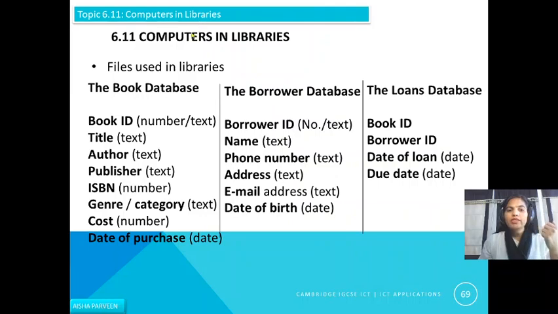What types of files are used in libraries? The book database will include book ID, title, author, publisher, ISBN, category, cost, and date of purchase. That was the book database. Second, the borrower database, which may include the borrower ID, name, phone number, address, email and date of birth. And third, the loans database: book ID, borrower ID, date of loan and the due date. These types of files can be used in the library system.